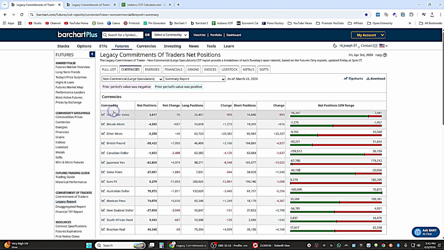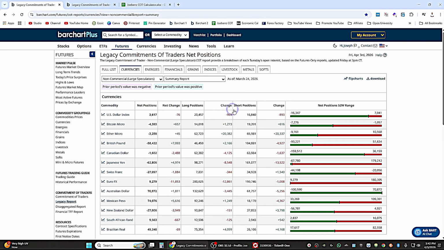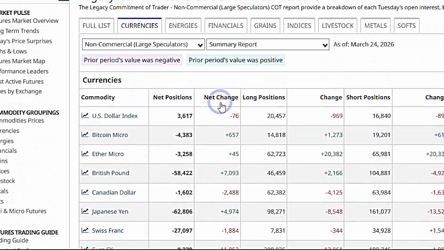Now if you pay attention here, you're going to see we have a tab for commodity, net position, net change, long position, change, short position, and change. Okay, now I'll show you how you're going to be using this all together in order to maximize good profit. Of course, we're going to be using this tab called the net change. This is what we're going to be using for our trading today.